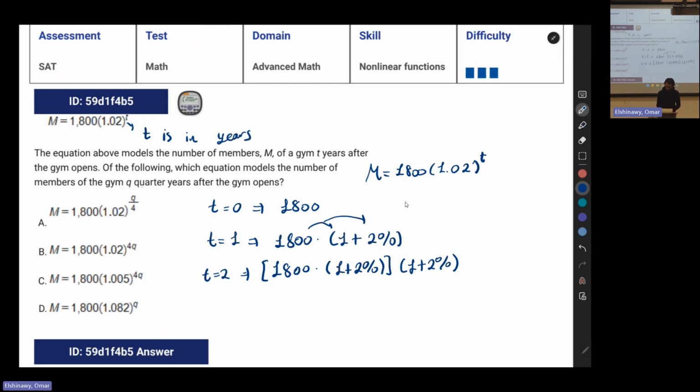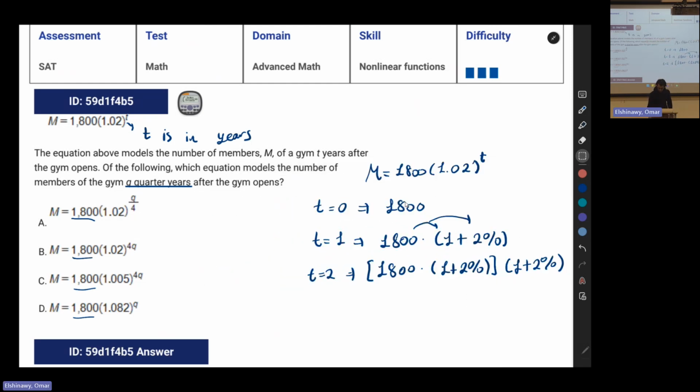Now we would like to find a model for q quarter years. So the rate of change is 2% yearly. Then probably we want to describe this equation in a different method. If you look at the choices, they all have 1,800 as their first year. So if you plug in q or t equal to 0, you always get that. The initial start was 1,800, so that's not interesting. But here's what is.